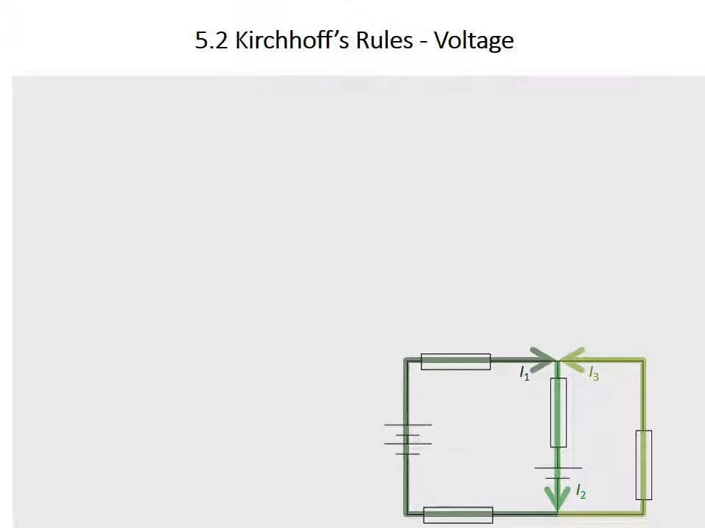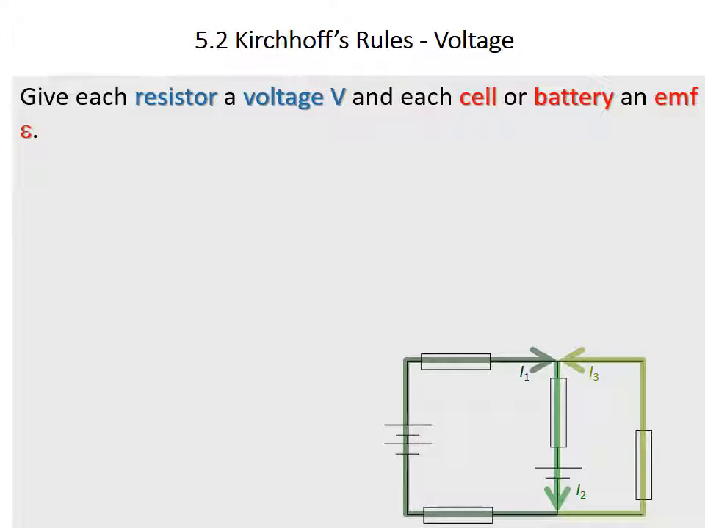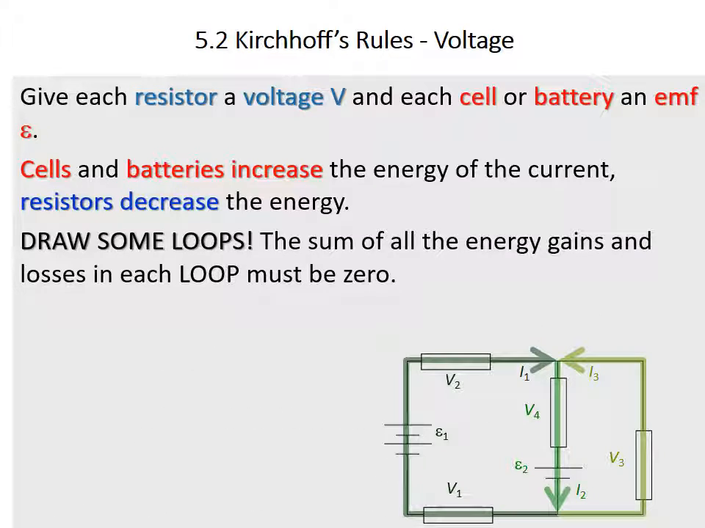Next up, we have to handle the voltage in the circuit, so we give each resistor a voltage V and each cell or battery an EMF epsilon. So I'm just labeling these resistors in the circuit V1, V2, V3, and V4, and epsilon 1 and epsilon 2 for the two batteries. Please note that cells and batteries increase the energy of the current. Resistors decrease the energy. So we draw some loops. The sum of all the energy gains and losses in each loop must be 0. So these are the two loops.